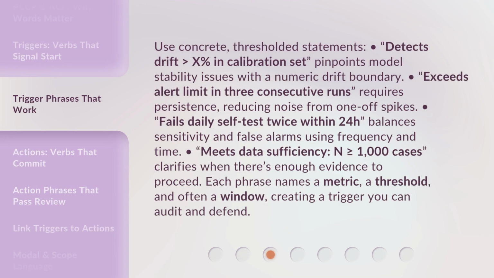Use concrete, thresholded statements. Detects drift greater than X% in calibration set: pinpoints model stability issues with a numeric drift boundary. Exceeds alert limit in 3 consecutive runs: requires persistence, reducing noise from one-off spikes. Fails daily self-test twice within 24 hours: balances sensitivity and false alarms using frequency and time. Meets data sufficiency, N is greater than or equal to 1,000 cases: clarifies when there's enough evidence to proceed. Each phrase names a metric, a threshold, and often a window, creating a trigger you can audit and defend.